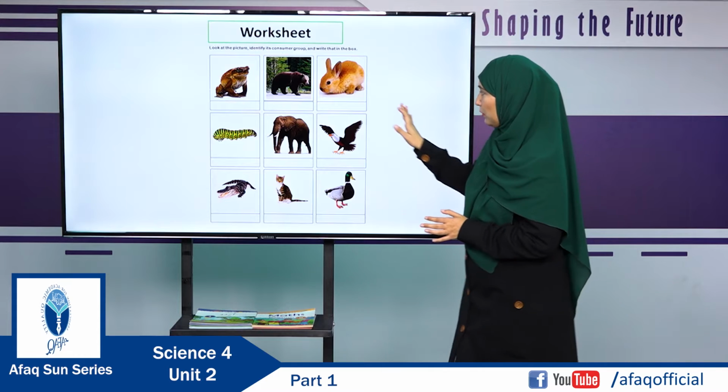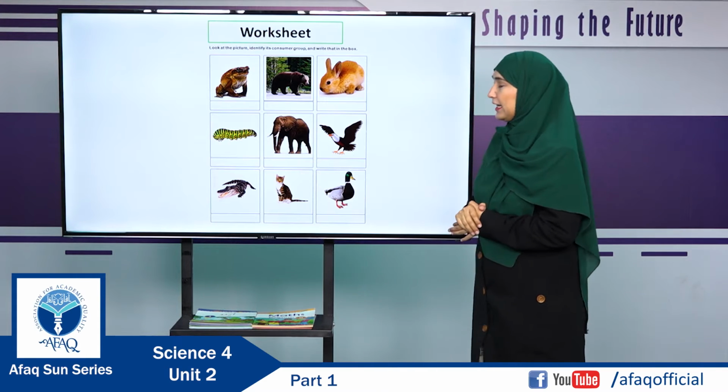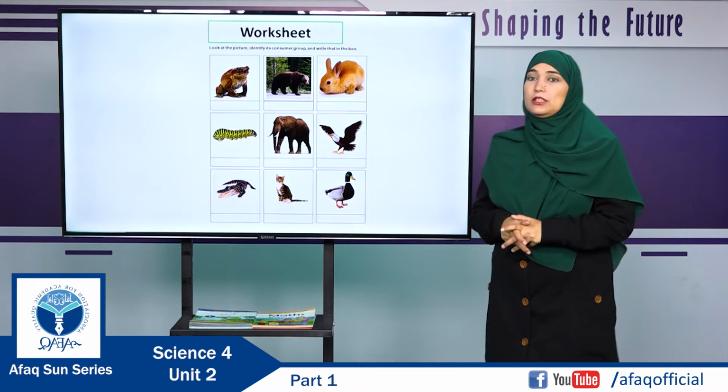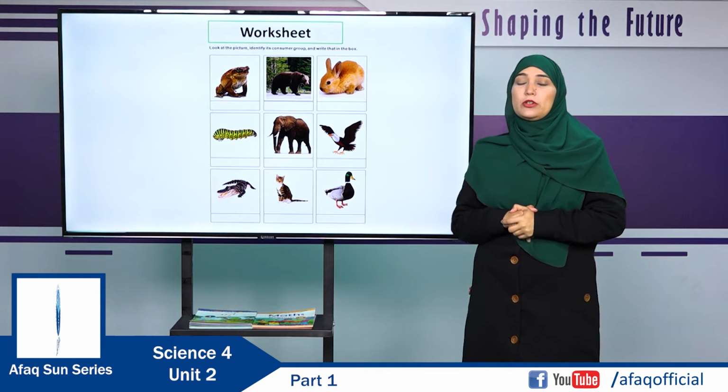Now you have to look at the other pictures, identify these animals and their consumer groups and write in the boxes. Quickly solve this worksheet and show it to your teachers.